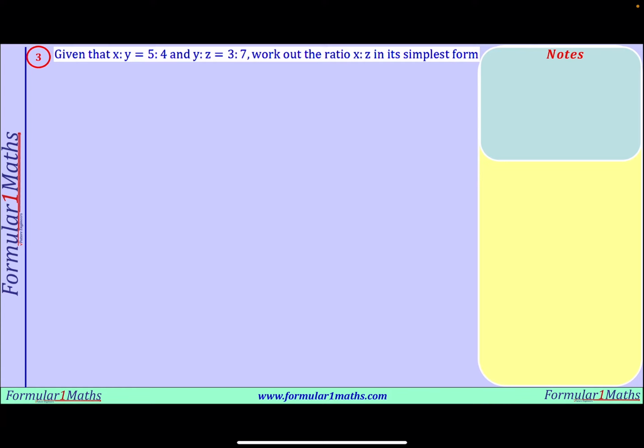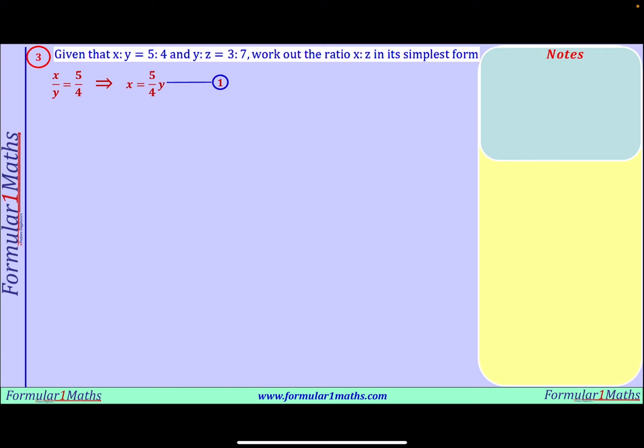Given that x to y is equal to 5 to 4, and y to z is equal to 3 to 7, work out the ratio x to z in its simplest form. We start by writing the first ratio as x over y equals 5 over 4. This implies that x is equal to 5 over 4 y. We have just made x the subject. And then we can label that as equation 1.